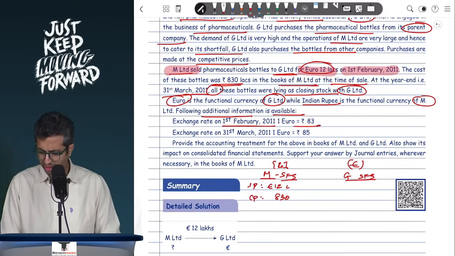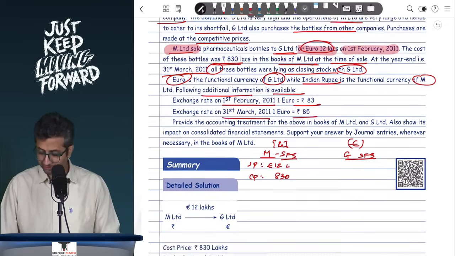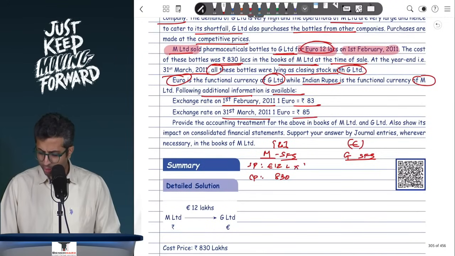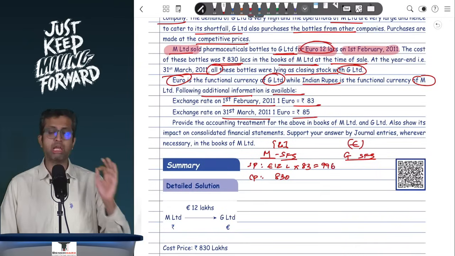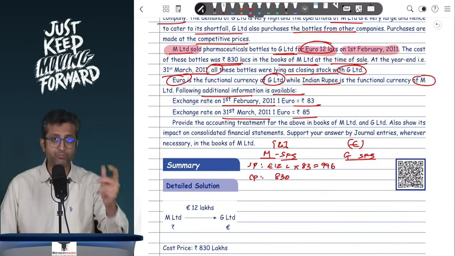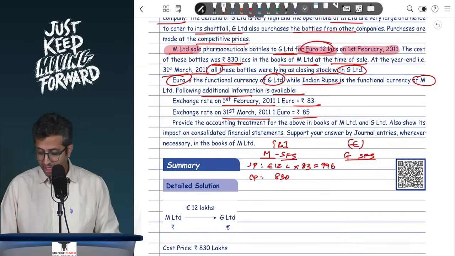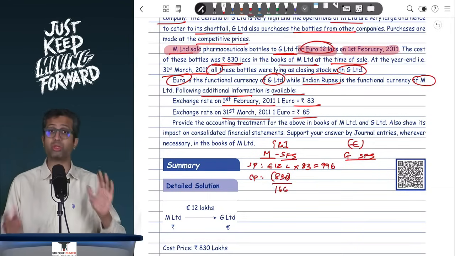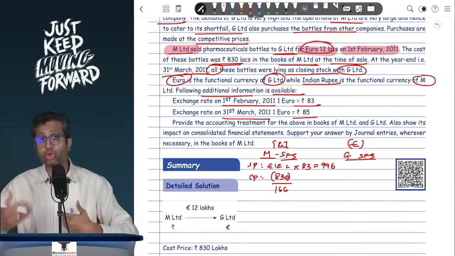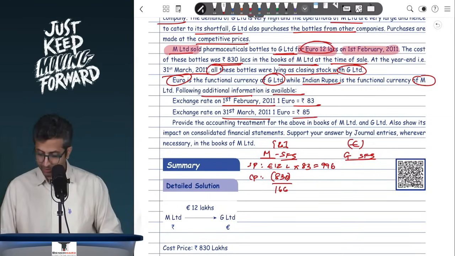Rate on 1st February is 83, on 31st March is 85, which means M would convert this at the rate of 83, that is around 996 lakhs. So in the separate financial statements of M, 996 will be the sales, 830 will be the cost, and hence there will be a profit of around 166. This will be recorded in the books of M. This is on the sale of these goods. Exchange rate at the end of the year is 85.